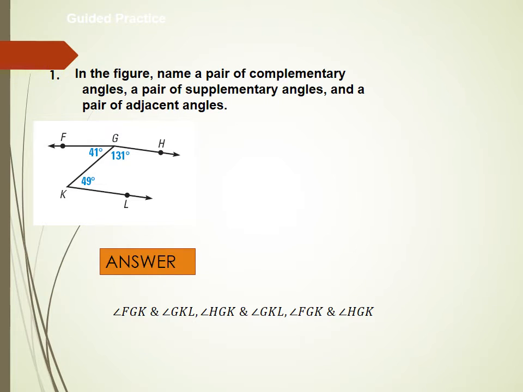So here are our pairs. Let's look at them. FGK. G is the vertex, which means it's representing the 41 because that's between the F and K. And then GKL, where K is the vertex and 49 is between the line segment KG and the ray KL. So 41 and 49, what do they add up to equal? 90 degrees. So there's a pair of complementary angles.